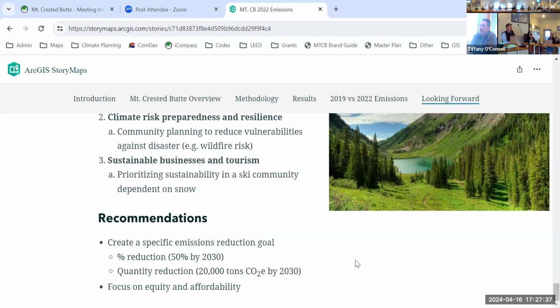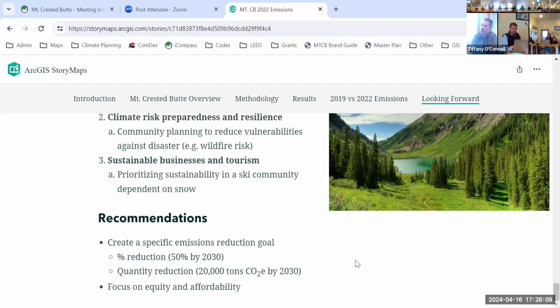So I have two main recommendations for the town moving forward. One of those is to create a specific emissions reduction goal like many other towns or states have already done. And this can happen in two ways. One can be a percent reduction, which could look like a 50% emissions reduction by 2030. Another way could be a quantity reduction. So this could look like 20,000 tons of CO2 equivalents reduced by 2030.